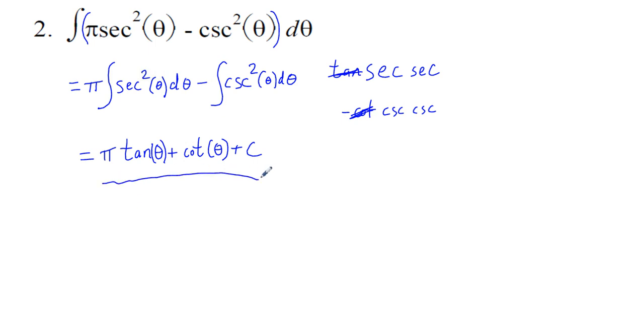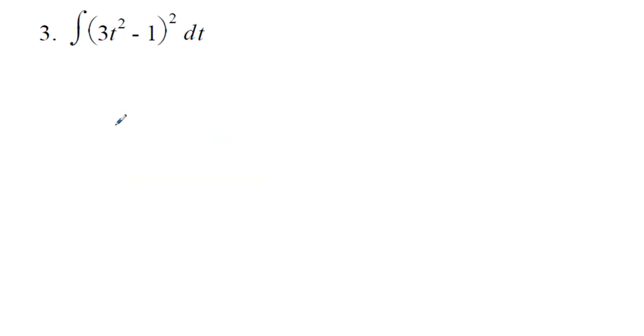So something really that you'll have to remember, but I hope that having worked with the derivative so far, you have a sense of familiarity already. This problem 3, we have the integral of quantity 3t squared minus 1.